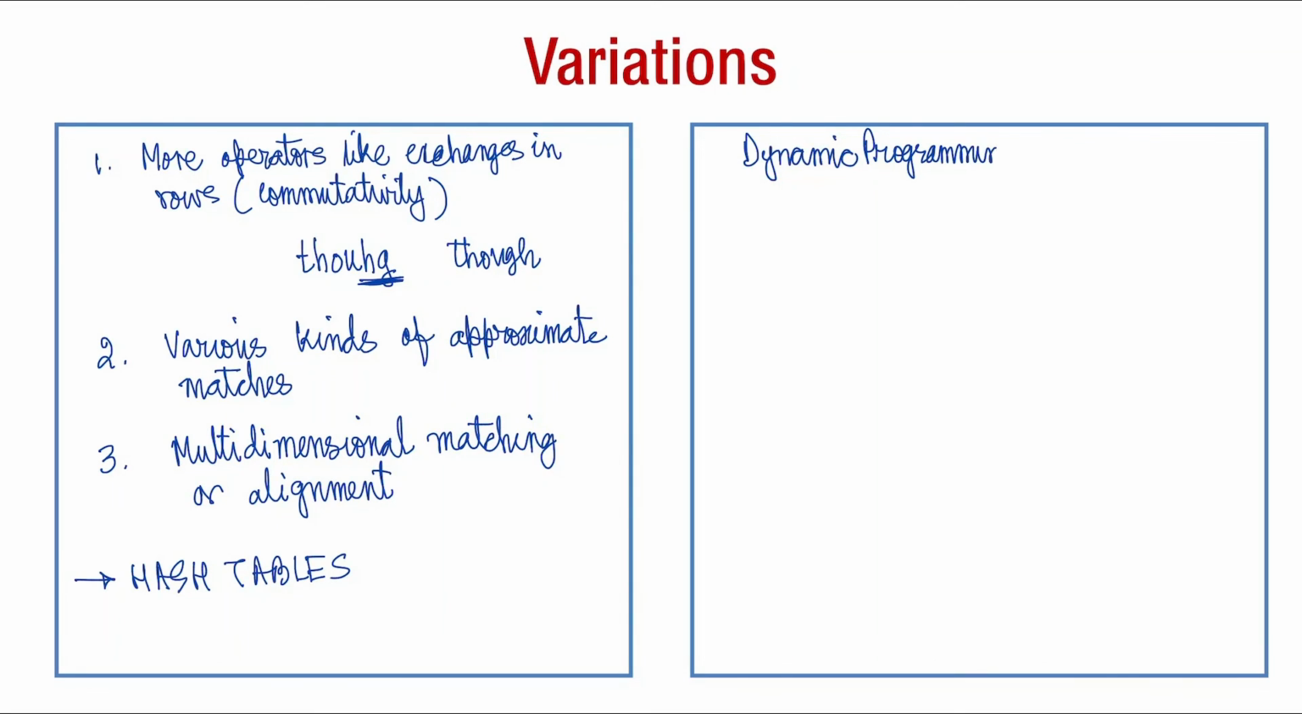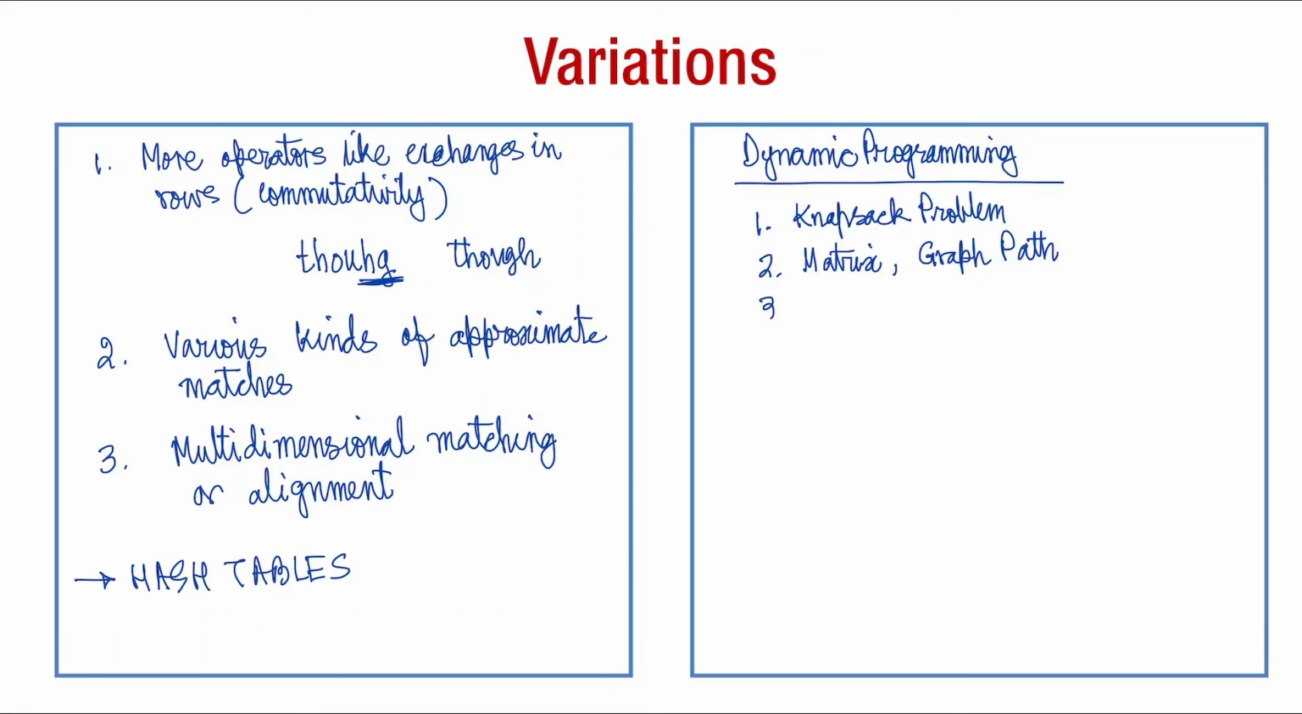But there are other problems related to dynamic programming that we shall see later on. There are several problems like the knapsack problem, we will see many matrix and graph path problems, we will see optimal weighted data structures like binary search trees, and dynamic programming, its whole tenet which comes up from this, will be studied in detail in several places.